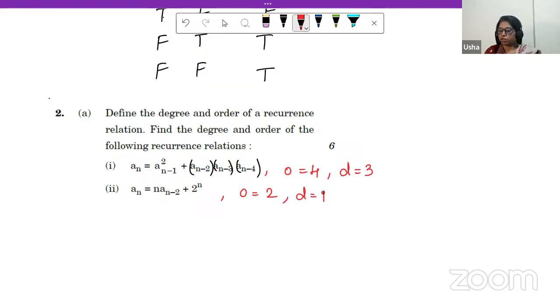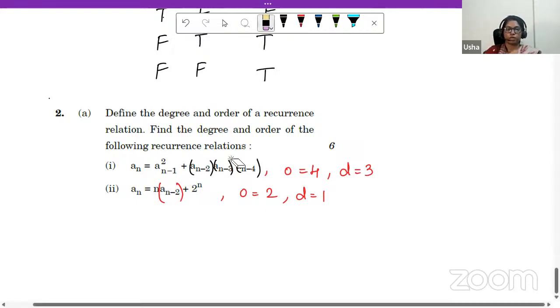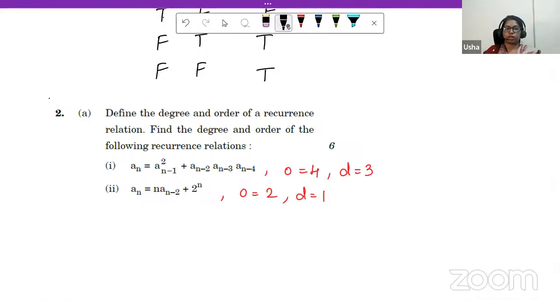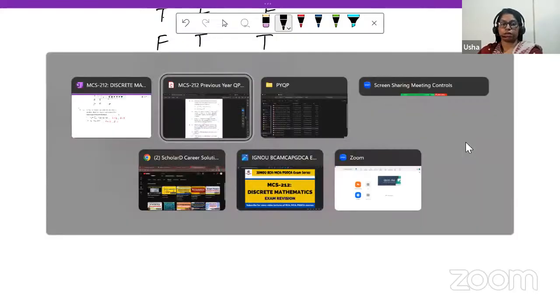Here, degree is 1. Okay, n into a_{n-2} is there, but that is not considered as a product. Product is only when you're multiplying two a_n's. a_{n-1} into a_{n-2}, that is degree 2. n into a_{n-2}, we will not consider. Okay, so a_{n-2} only is there. So here degree is 1. Hope this is clear. See, no simplification, nothing. Just write a simple one-line definition for degree and order, and then you just find the order is this, the degree is this. That's it. 6 marks, it's quite an easy mark.